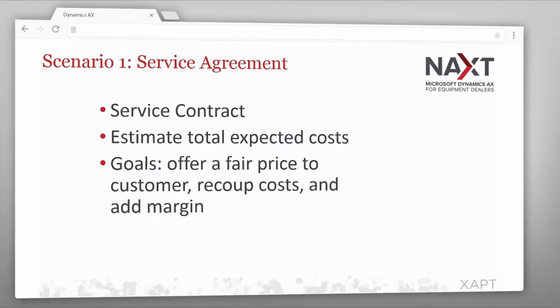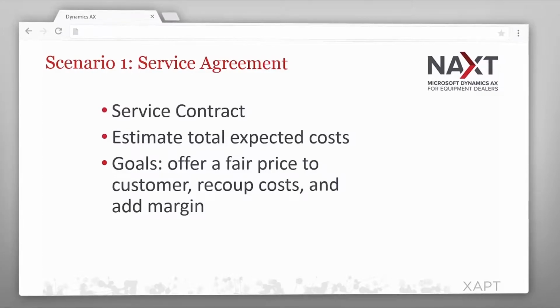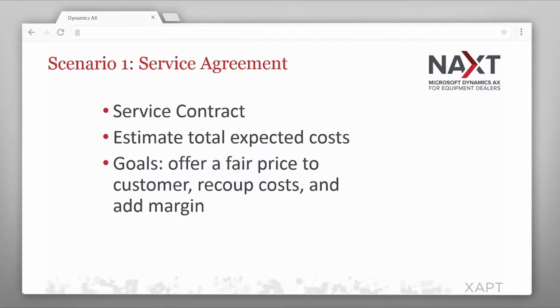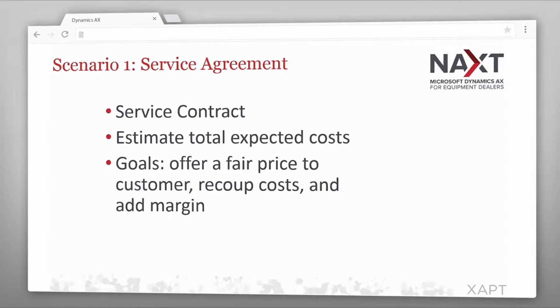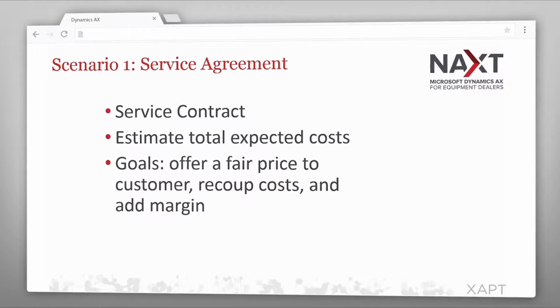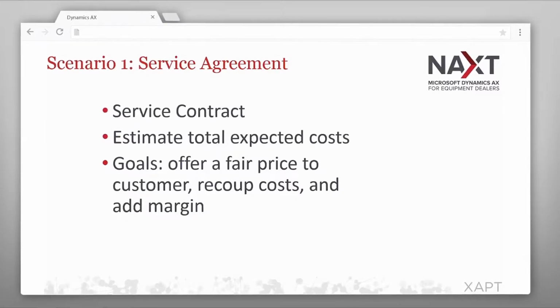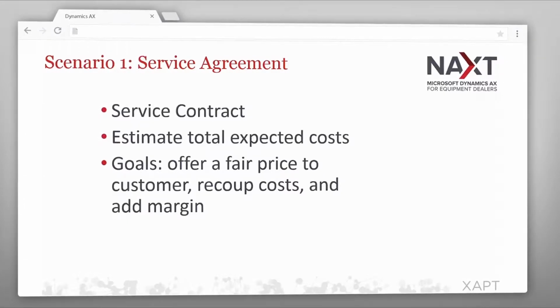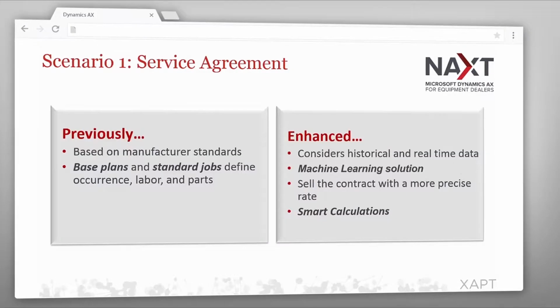Now, the first scenario I'm going to run through is around service agreements, or what we call service contracts in NAXT. There's an opportunity to sell a maintenance contract to a customer in NAXT. In order to create a quote for this, I will start by estimating those costs and margins on the contract, then create and send the quote from there. The goal in this scenario is to estimate the costs involved in this contract and try to offer the customer a good price while also collecting a healthy margin for the dealership.